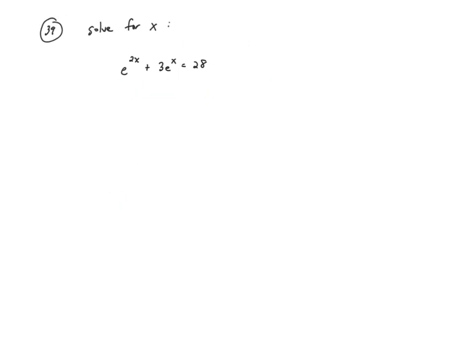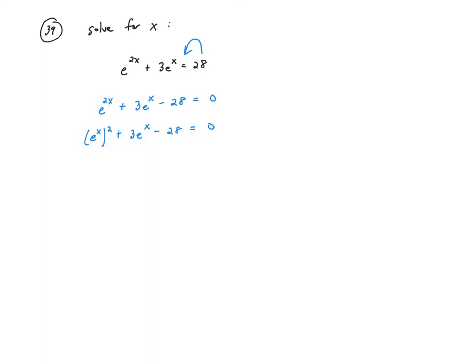Number 39. Solve for x. e to the 2x plus 3e to the x equals 28. We should recognize this as a factoring problem. Before we do anything, we have to subtract 28 from both sides. That way we get exponential equation on one side and 0 on the other side.